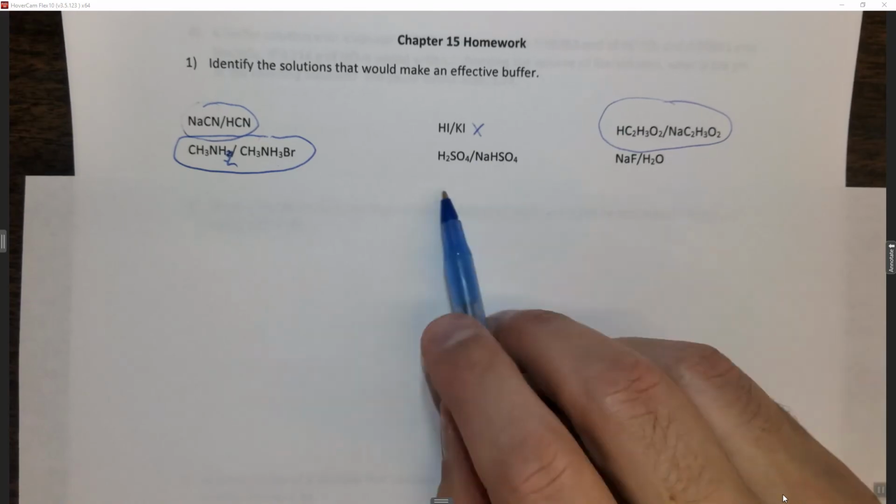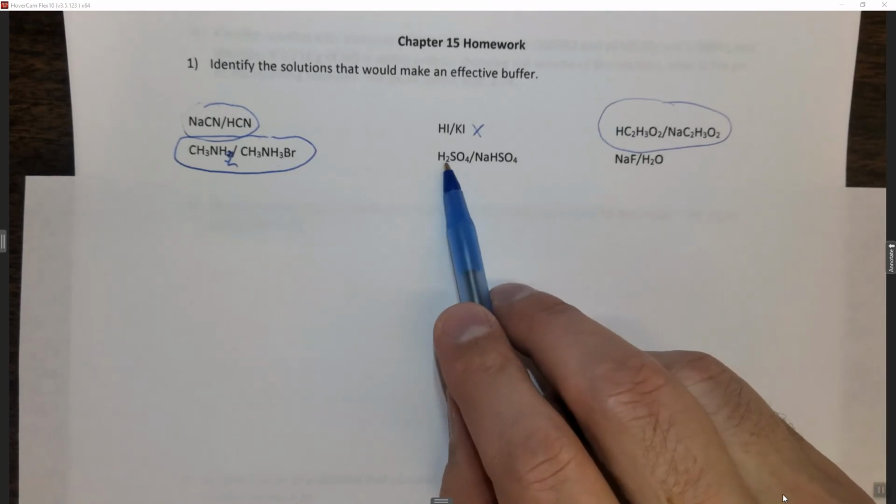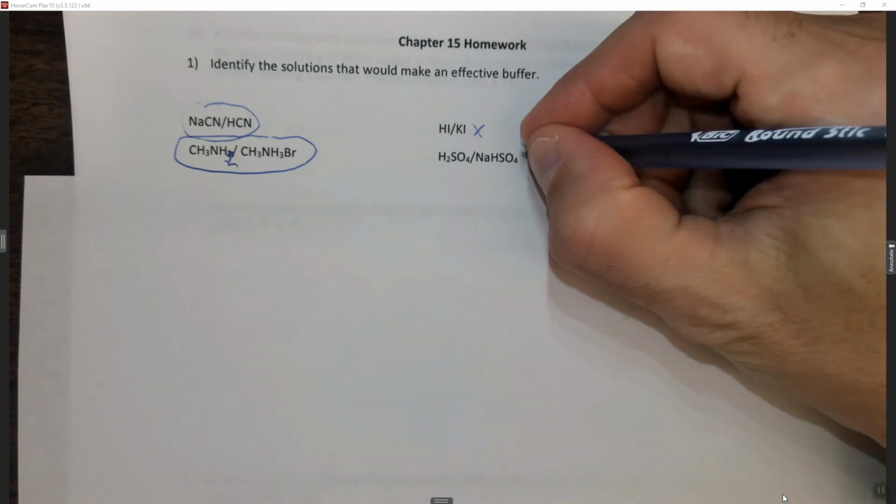H2SO4 and NaHSO4. This is an acid and its conjugate base, HSO4 minus, but sulfuric acid is a strong acid, so this is not an effective buffer.